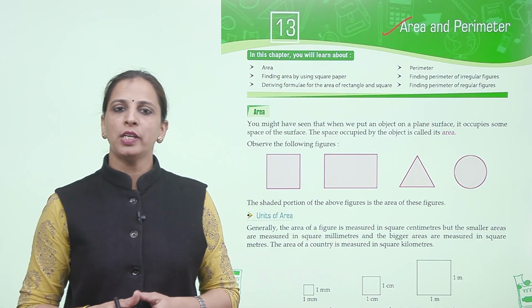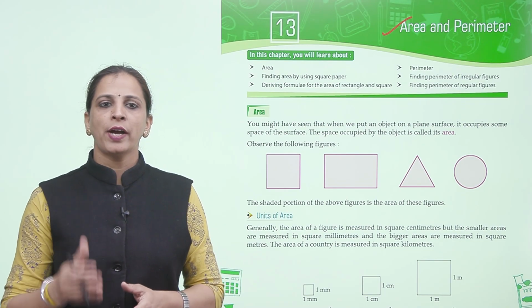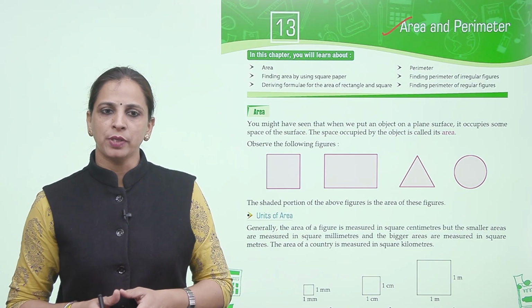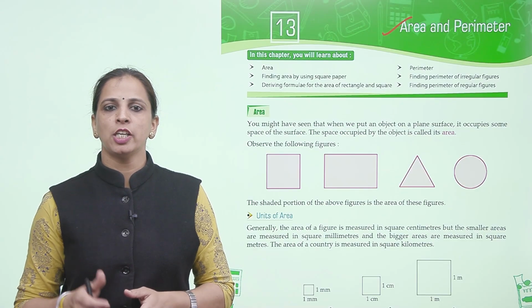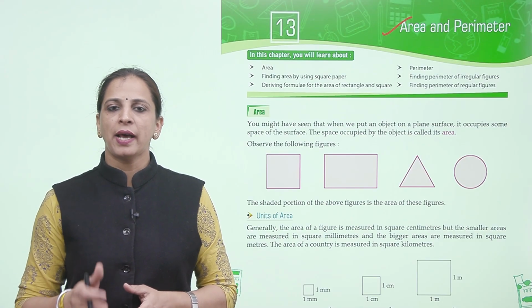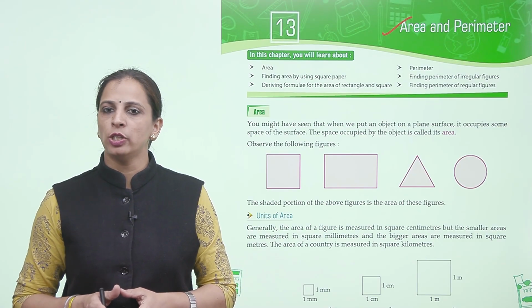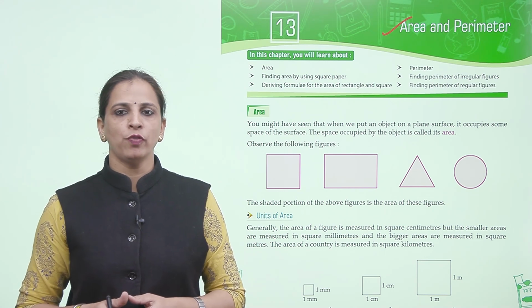In this chapter you will learn about area, finding area by using square paper, deriving formula for the area of rectangle and square, perimeter, finding perimeter of irregular figures, finding perimeter of regular figures.